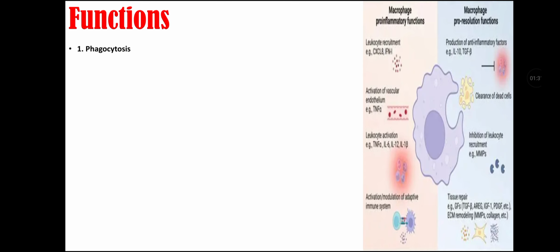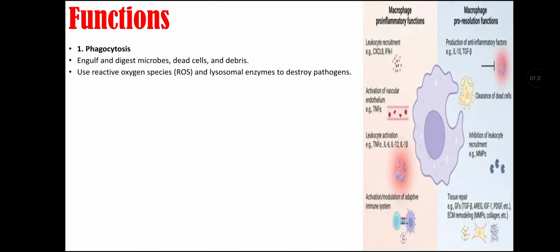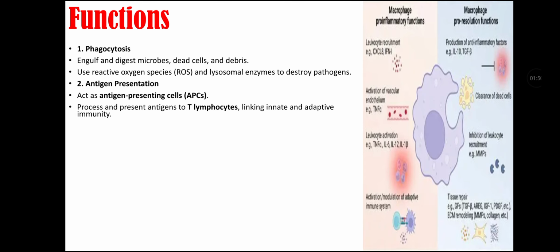Functions of macrophages. First is phagocytosis, as they engulf and digest microbes, dead cells, and debris. They use reactive oxygen species and lysosomal enzymes to destroy pathogens. Second function is antigen presentation, as they act as antigen presenting cells and they process and present antigens to T lymphocytes, thus linking innate and adaptive immunity.